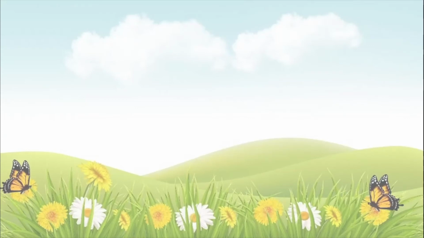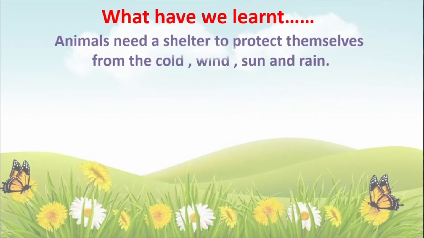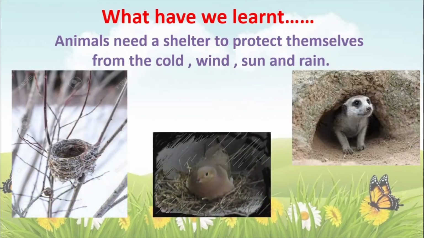So children, let's take a look at what we have learnt today. So we learnt that animals need a shelter to protect themselves from cold, wind, sun and rain. So just like we need a home to protect ourselves from the cold and the wind and the sun and the rain, these animals also need to protect themselves.